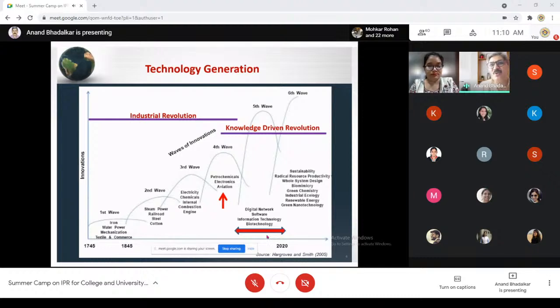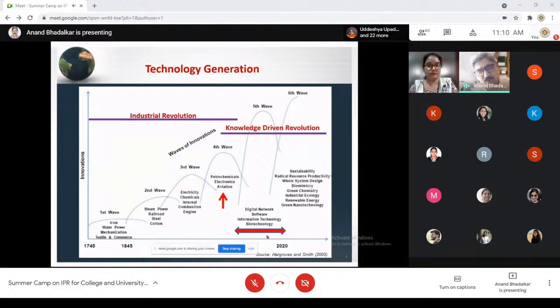We know that way back, 1745 to 1845, that century, we saw iron come up, water power, mechanization, textile, commerce. So this wave came in. This is called the first wave of technology. The second wave of technology is steam power, railroad, steel, cotton. So that was the second wave of technology, or second wave of innovation. Then came electricity, chemicals, combustion, and so on.